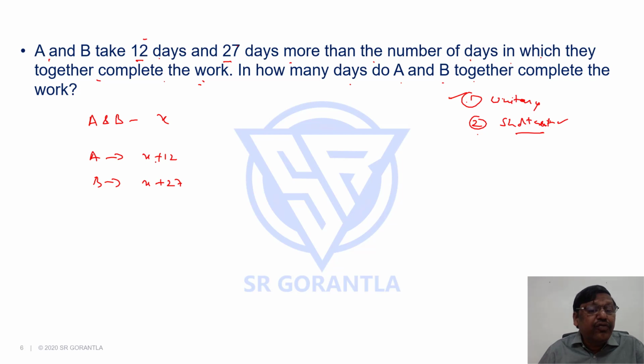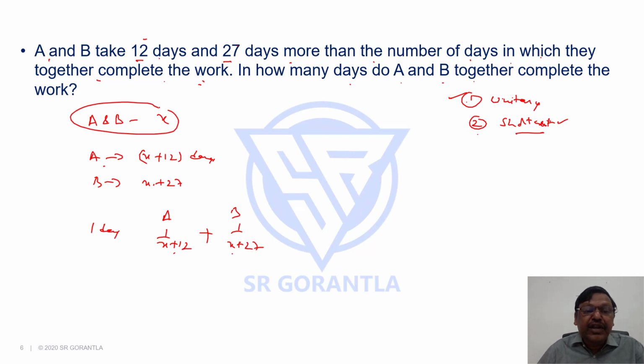If A can complete the work in X plus 12 days, in 1 day, A will do 1 by X plus 12. In 1 day, B will do 1 by X plus 27. If I add these two, I get 1 day's work of A and B. But A and B are together completing the work in X days, means their 1 day's work is 1 by X. So the sum of these two should be equal to 1 by X.